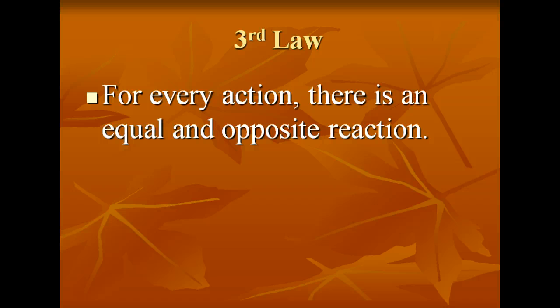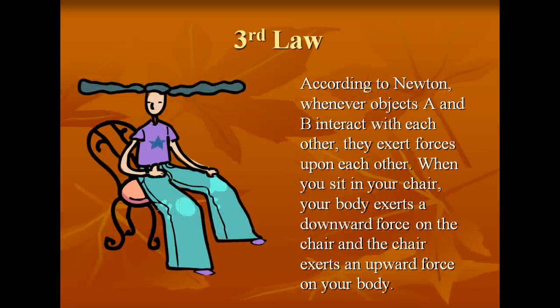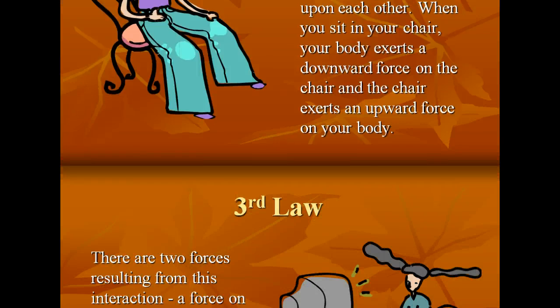So this brings us to our third and final law. For every action, there's an equal and opposite reaction. So you got this person here, they're sitting down in the chair. So the person, which we'll consider object A, interacts with the chair, object B. The person exerts a force downward on the chair, and the chair exerts an equal and opposite force on the person. Otherwise, either one or two things will happen. The person would fall through the chair, or the chair would push the person out. So the body exerts a downward force, the chair exerts an upward force.